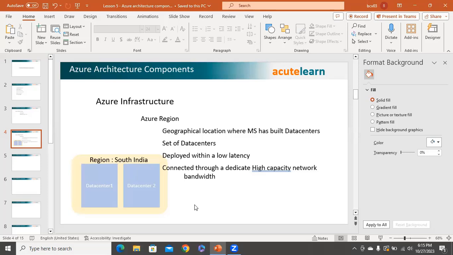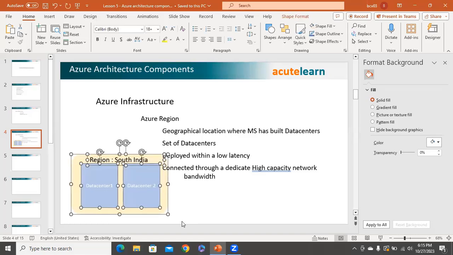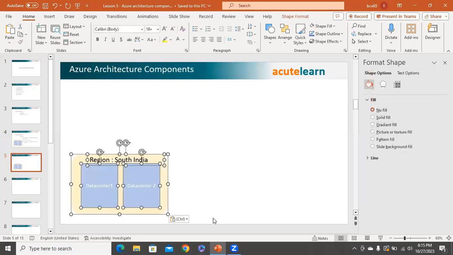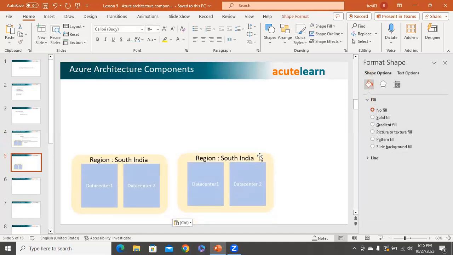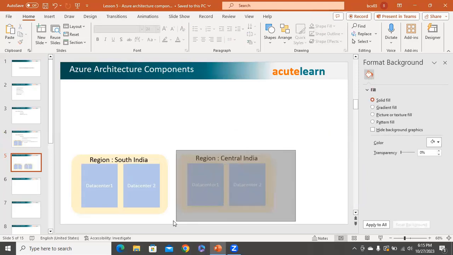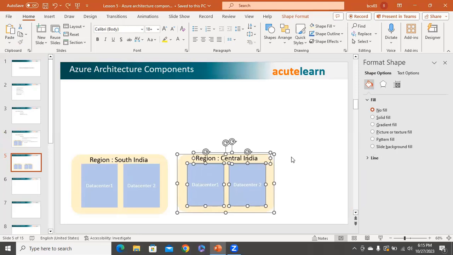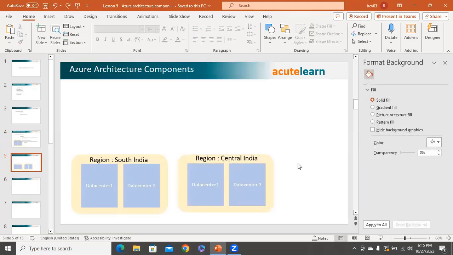So like this, Microsoft has built data centers in multiple regions. I'm taking India, let's take two, like this. So like this, Microsoft has 60 plus geographical locations and more than 160 data centers across the globe.